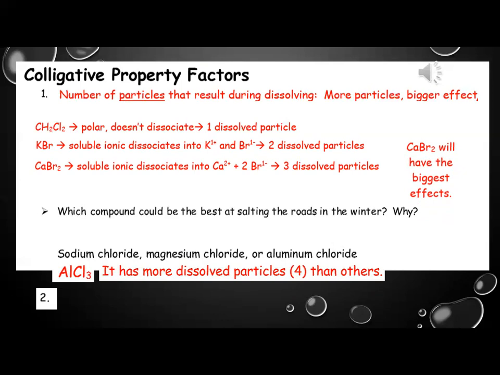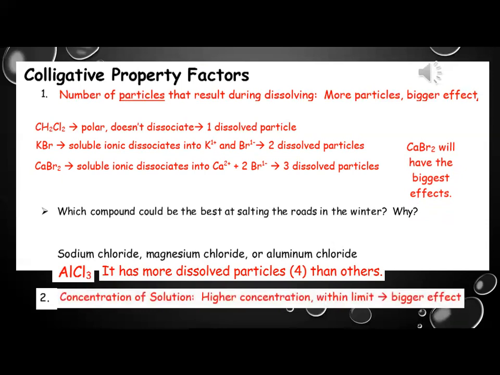Now the concentration of the solution also is going to come into play. So if we have a higher concentrated solution within a certain limit, it's also going to have a bigger effect on these colligative properties. Again, just keep in mind, the more particles we have dissolved, whether that's because they break up into more particles or because we happen to have a higher concentration of solution, the bigger the effect we'll have on these colligative properties.